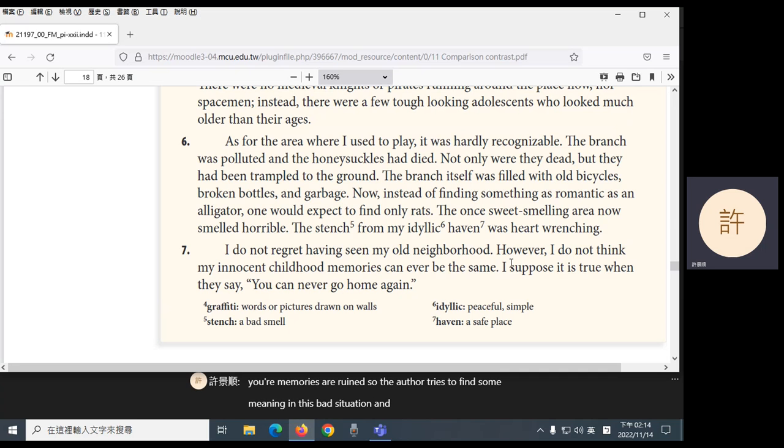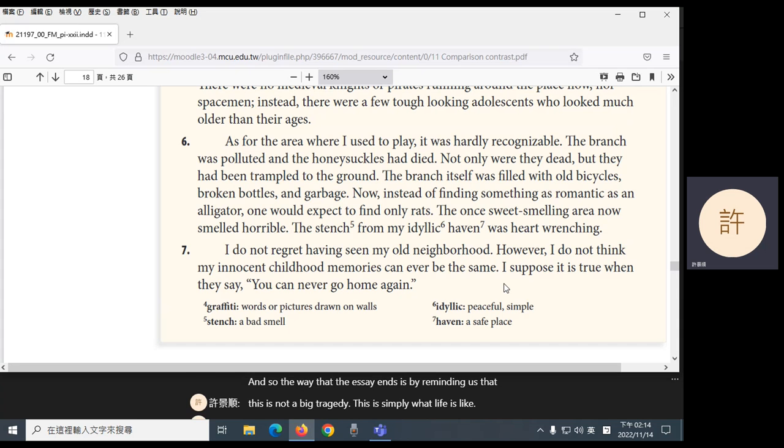And the meaning that he finds is that this is a common experience. It is a universal experience. Everybody has this experience. When you go back to your old home where you lived as a child, you will find that things have changed. And most of the time, things have changed for the worse. And so the way that the essay ends is by reminding us that this is not a big tragedy. This is simply what life is like.